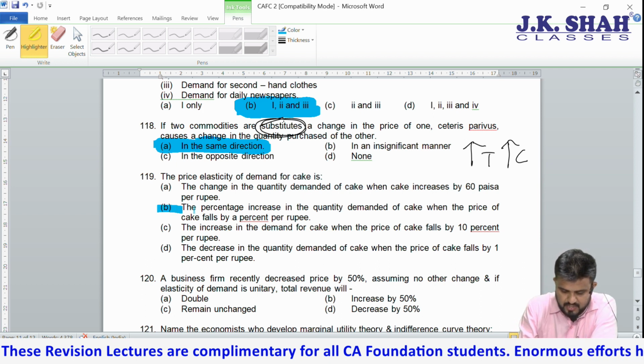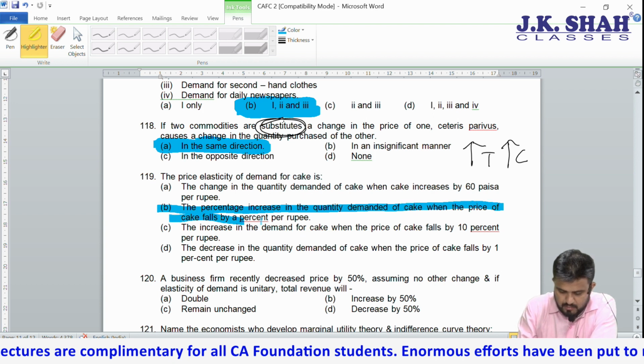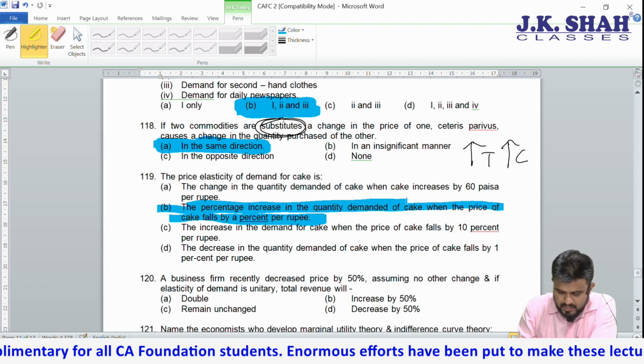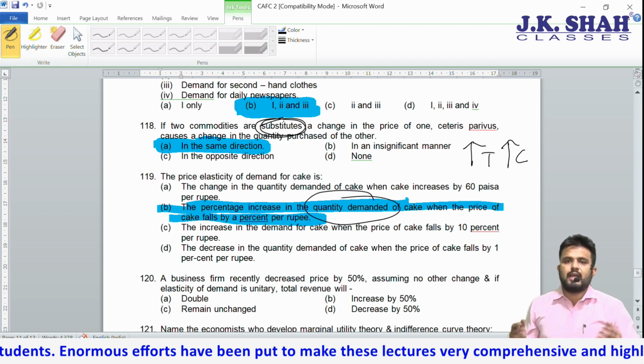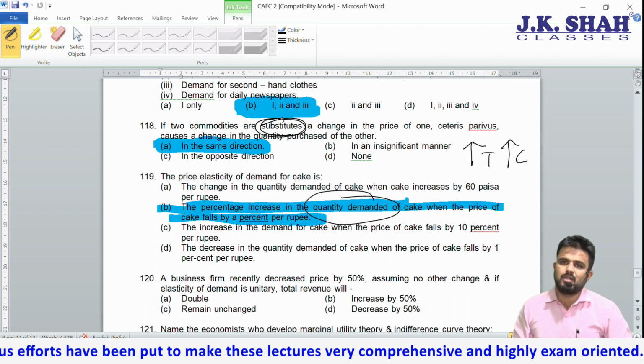Students, the correct answer is B. Because when you talk about the price, it should always be quantity demand. And price and quantity demand has which relation? Inverse relation.